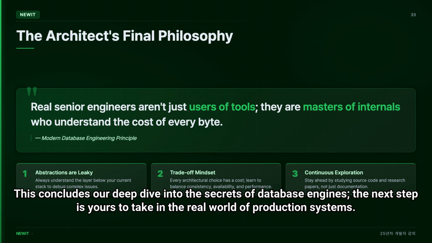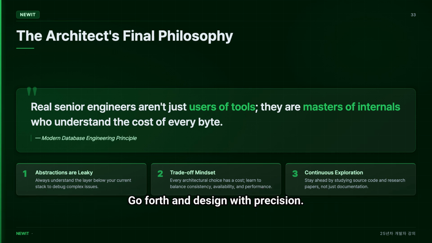The next step is yours to take in the real world of production systems. Go forth and design with precision.